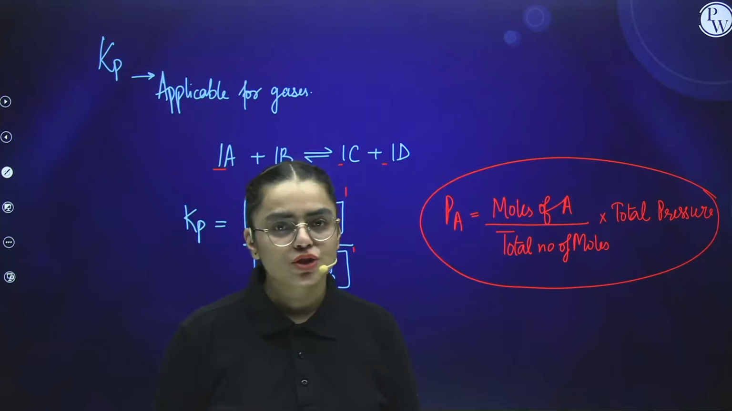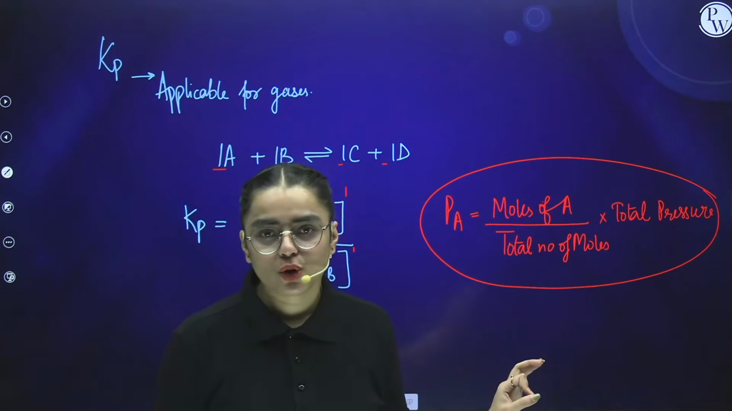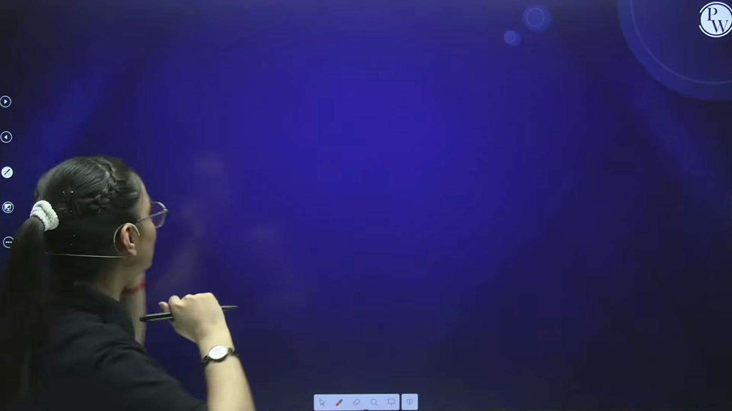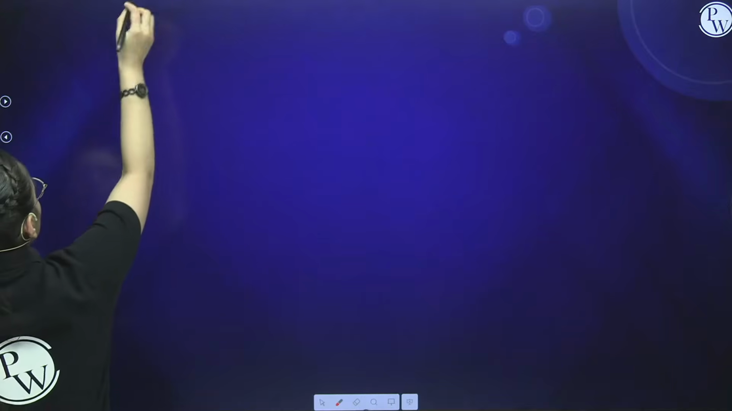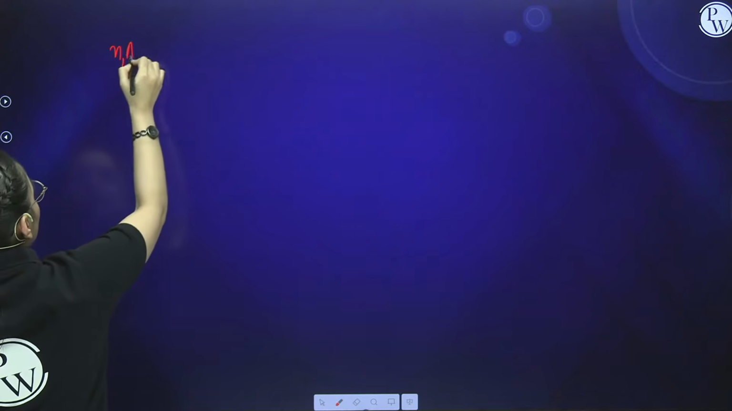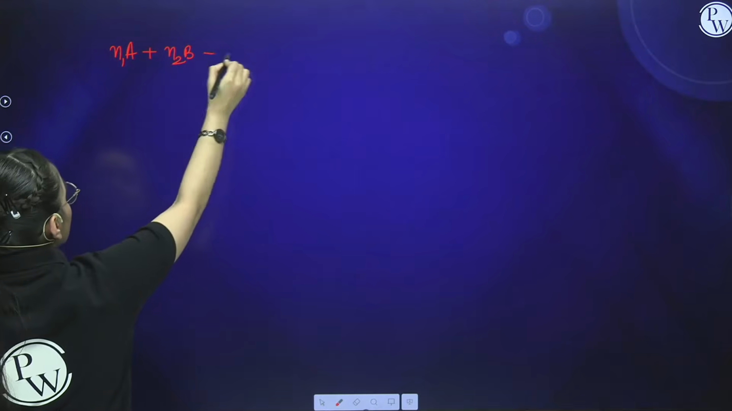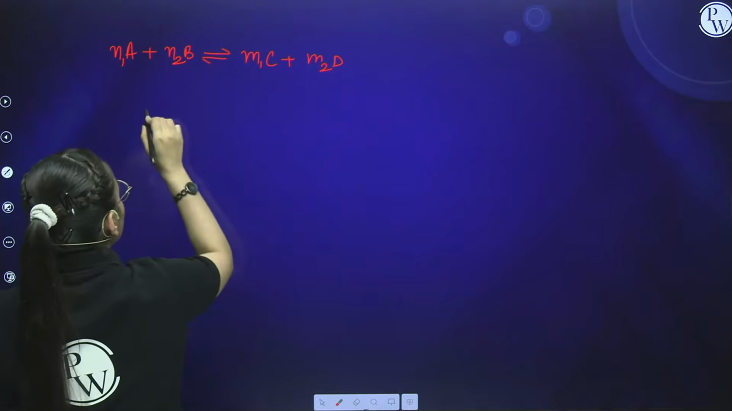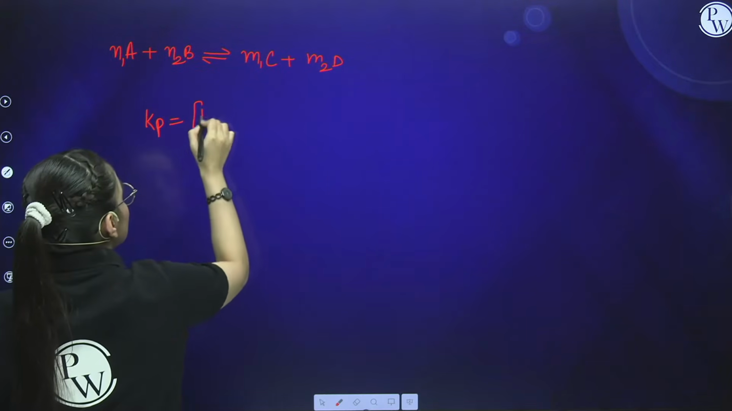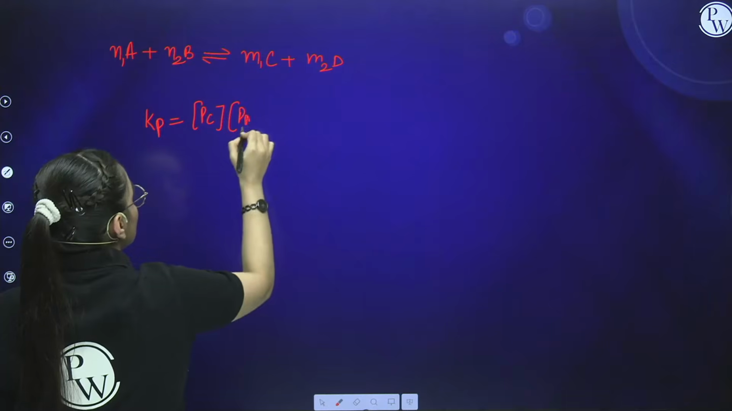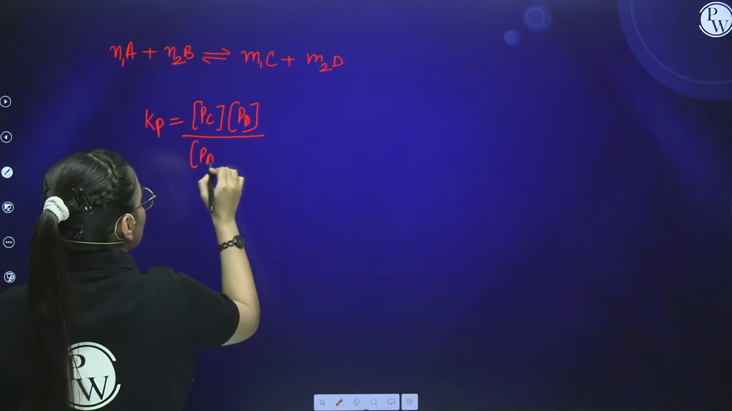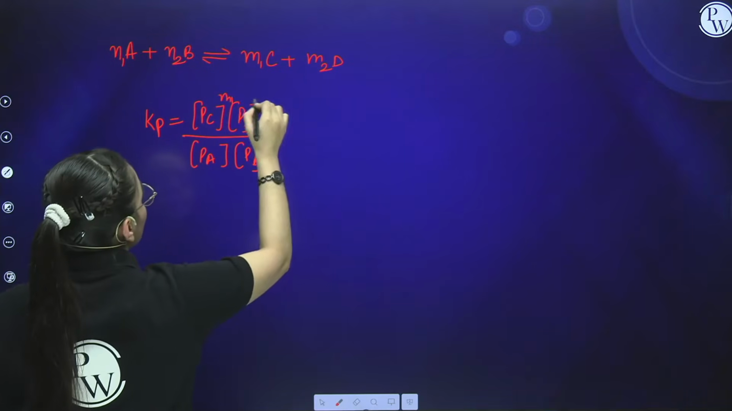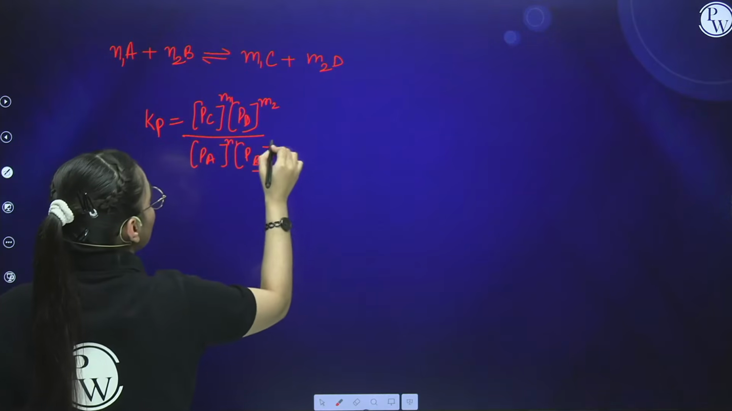Now students, I want you all to write an equation when there are different stoichiometric coefficients. I have given you the case where there are 1, 1, 1, 1 stoichiometric coefficients. Now pause the video, write first and then match with me. If I take a situation where we get different values, for example n1A plus n2B gives m1C plus m2D, here the Kp value is going to be the partial pressure of C into the partial pressure of D divided by the partial pressure of A into the partial pressure of B. Here the powers will come. For C it is m1, for D it is m2, for A it is n1, for B it is n2.